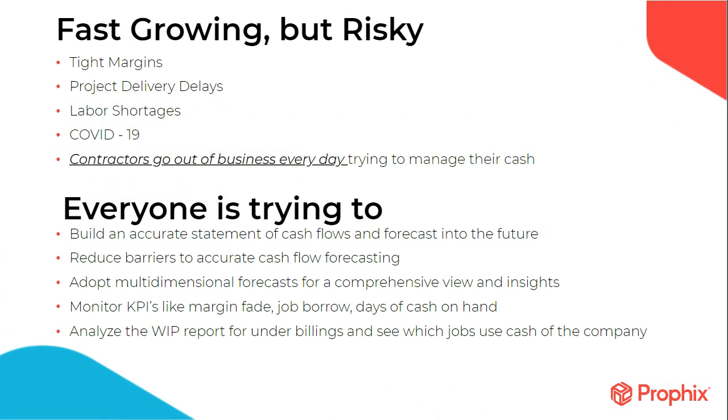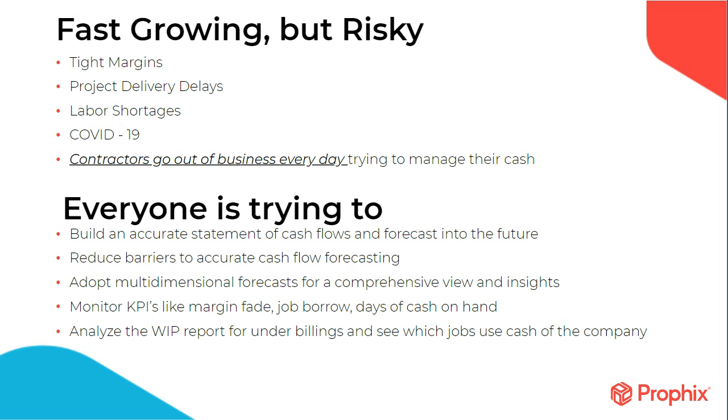For the last 10 years, construction has been a fast-growing but risky industry to be in. Contractors have always had to deal with tight margins, project delivery delays, labor shortages, and now we have COVID-19, which continues to go on and on. Contractors had issues with managing cash flow even before COVID hit us, but now it's gotten even worse. Contractors are really scrambling now to build an accurate statement of cash flows and forecast cash into the future. But they're finding that they have many barriers to accurate cash flow forecasting.